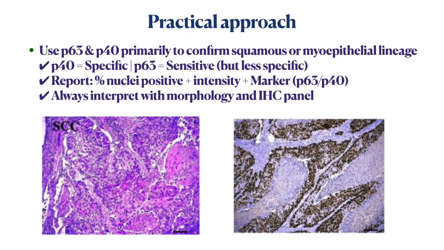Finally, when do we use it? Both P63 and P40 are usually used to confirm your squamous lineage, or myoepithelial lineage when it comes to P63. P40 is more specific, but P63 is more sensitive. We report it as nuclear positivity. We have to always interpret this along with morphology to get your accurate diagnosis.